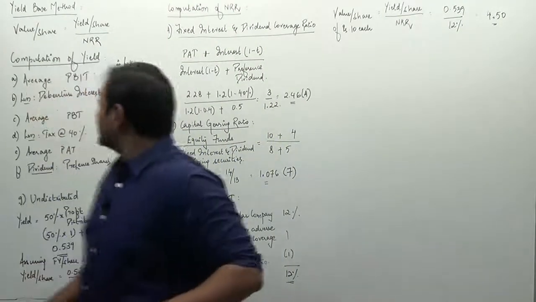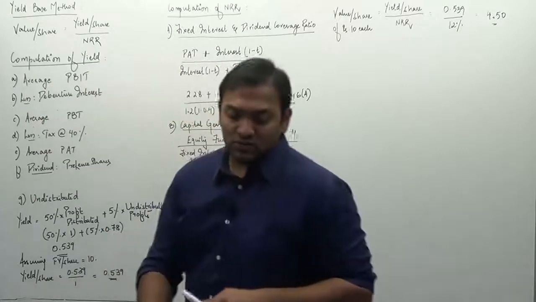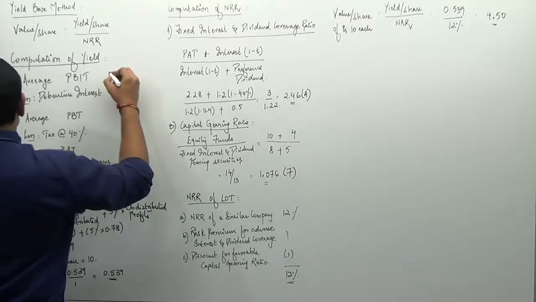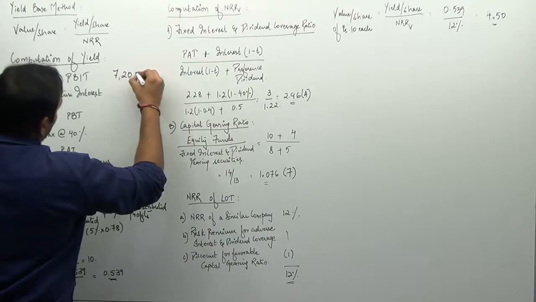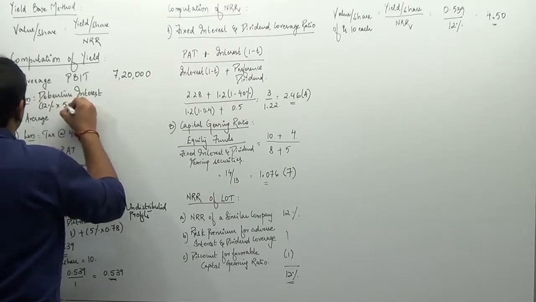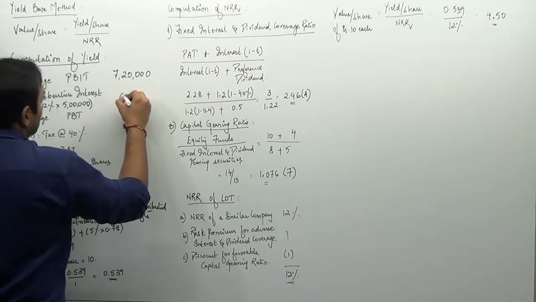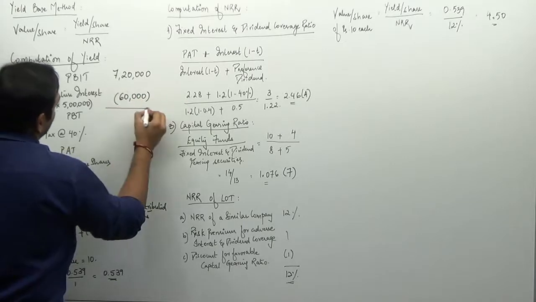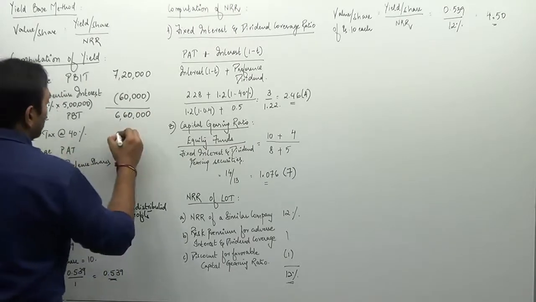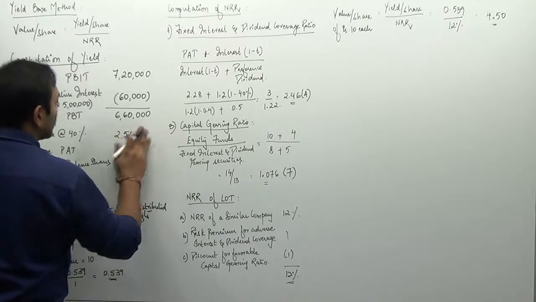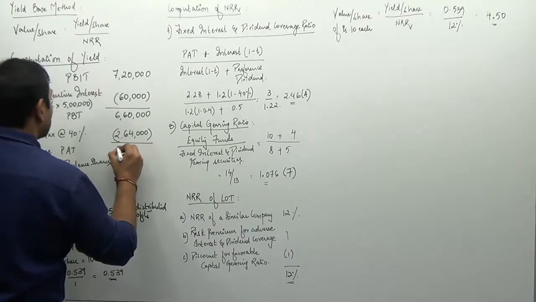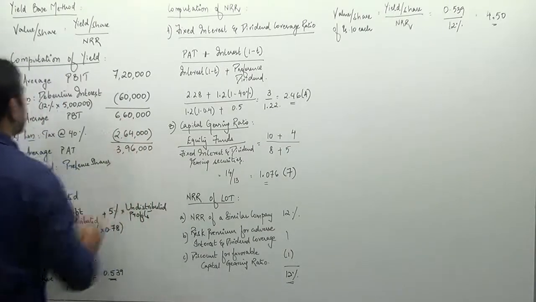More or less your calculations will be the same guys, just a change in the values like we have already done. We will start with the average profits before interest and tax, PBIT, given to us as 7,20,000. Debenture interest, it is 12% interest payable on 5 lakhs rupees of debentures. 60,000 debenture interest. PBT is 6,60,000. Tax at the rate of 40%, 2,64,000 is the amount of tax, we get 3,96,000 as the amount of profits after tax.